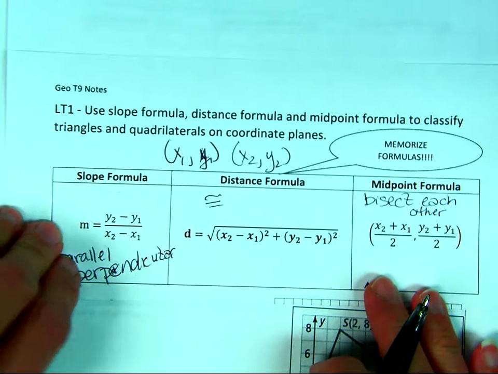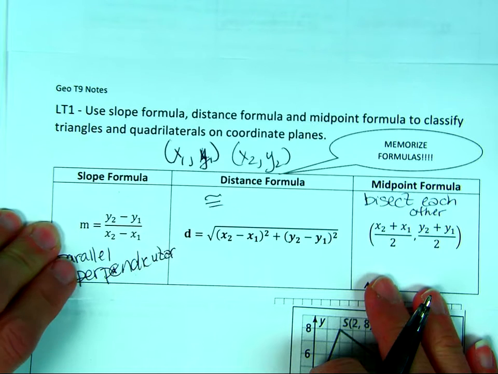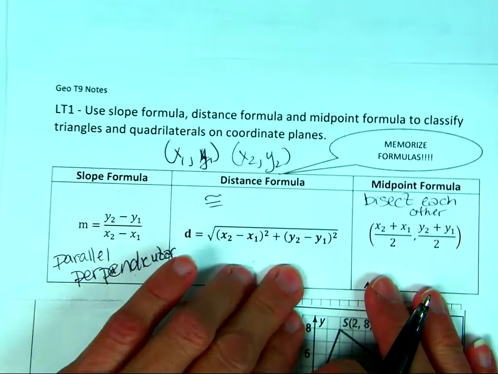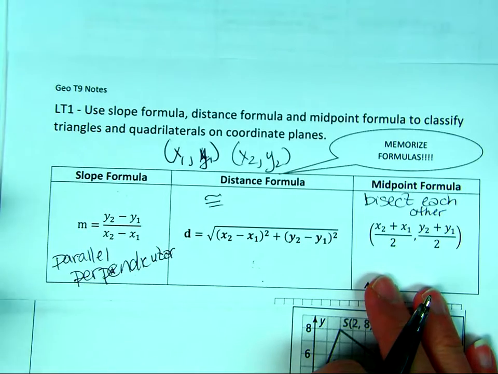So those have to be memorized. We're going to use those every single time. So it's really important that you look at the problem and think, okay, am I proving something congruent? Then I'll use the distance formula. Am I proving something parallel? Then I use the slope formula.